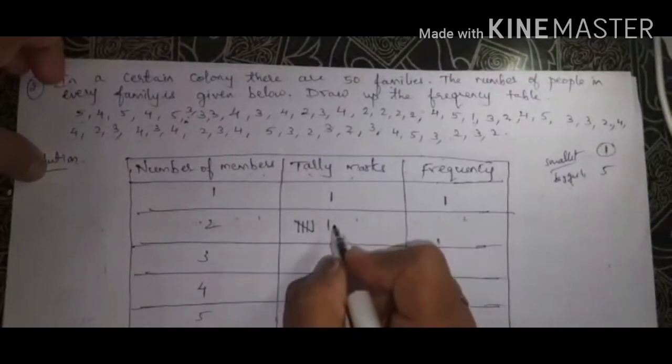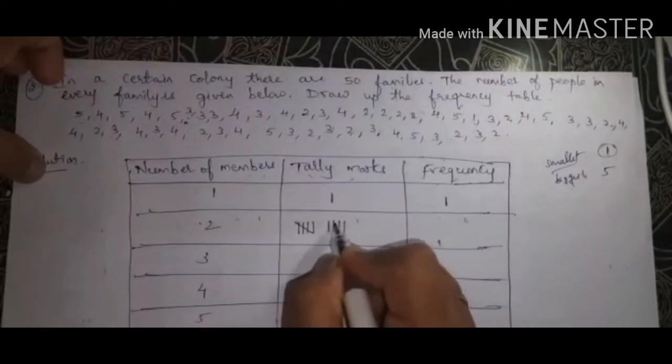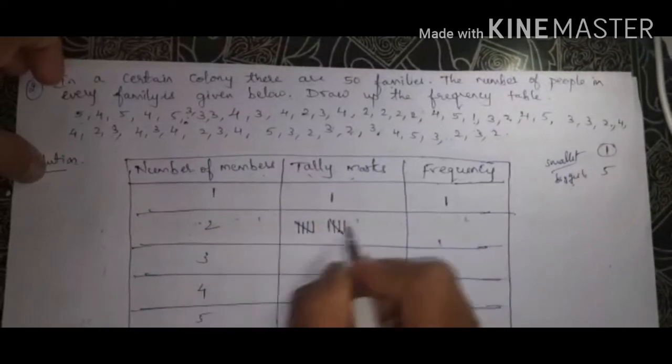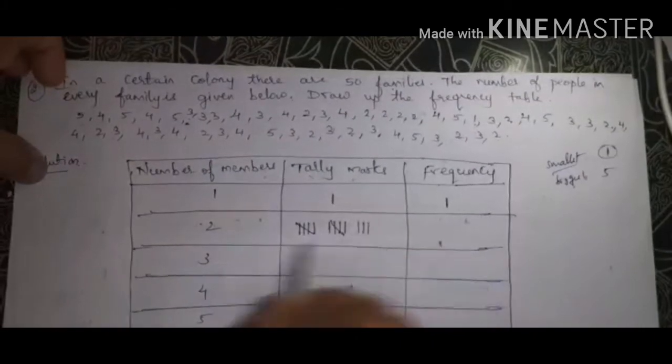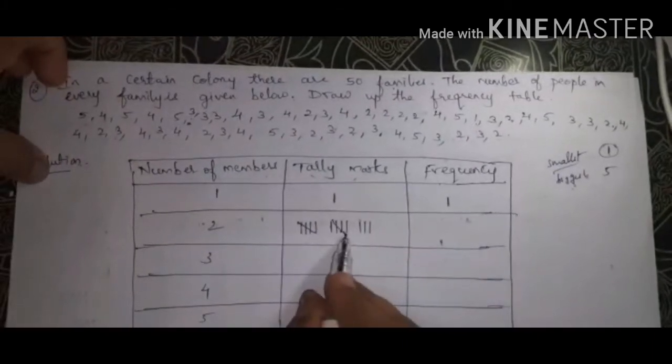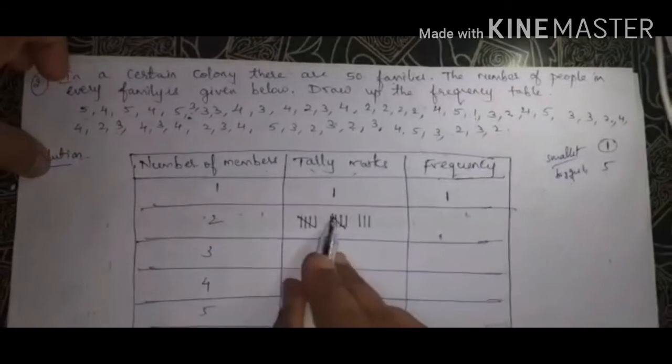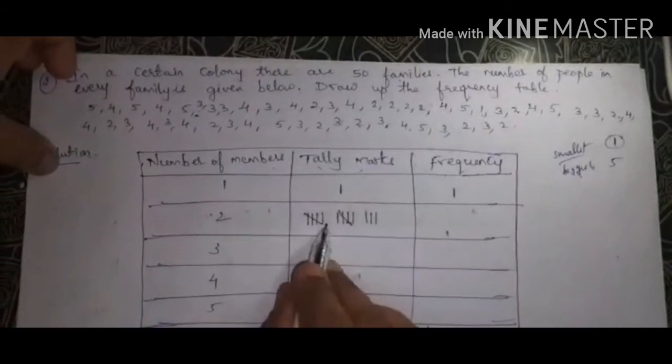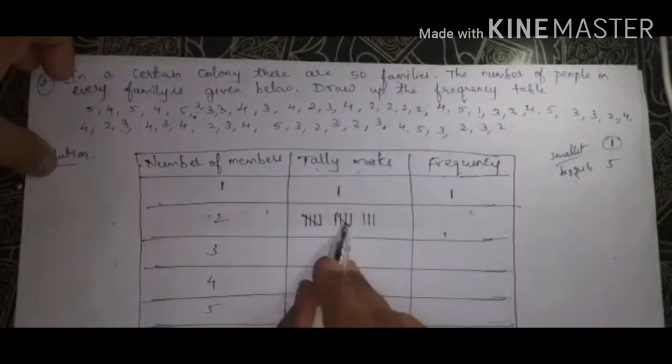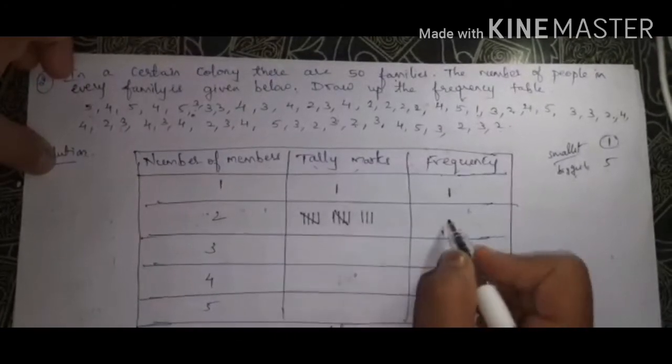5 groups only we can make. So 6, 7, 8, 9, 10, 11, 12, 13. So 5 groups only we can make. And the fifth one you have to put in cross on all the fours. So this is 13 times. This 5 will be 10, 11, 12, 13.